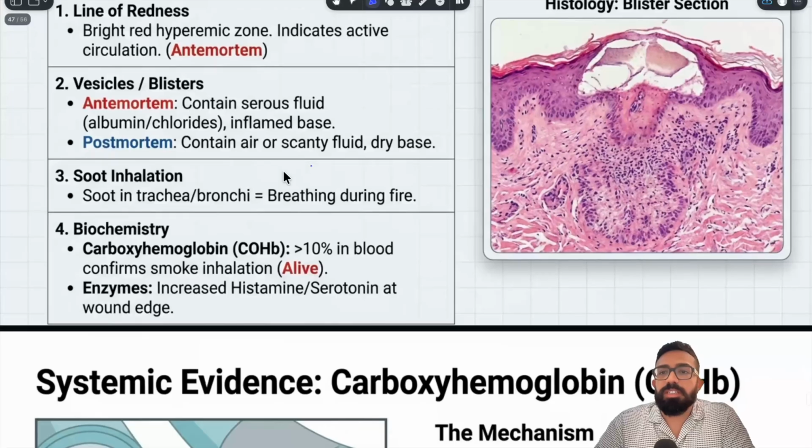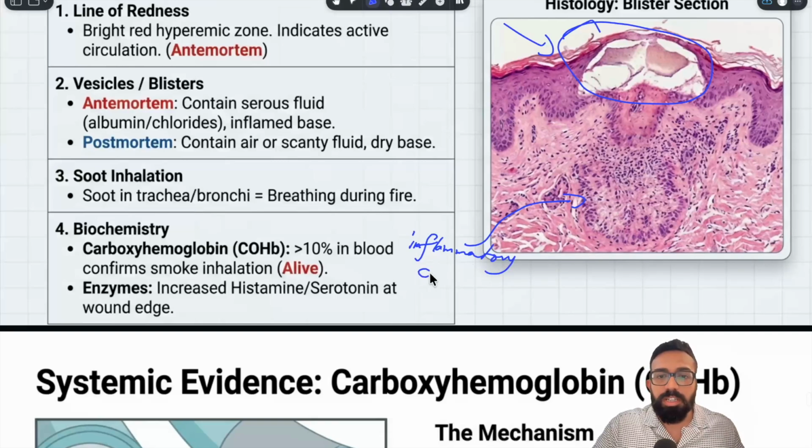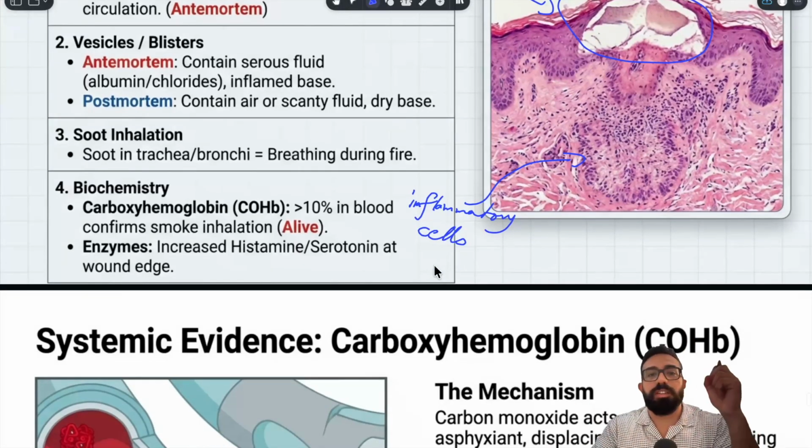See, this is the histological section of how a blister looks. This is a blister, but note something below the blister on a histopathological slide. Over here, you see a lot of inflammatory cells. So this inflammatory reaction you see only in cases of antemortem burns.